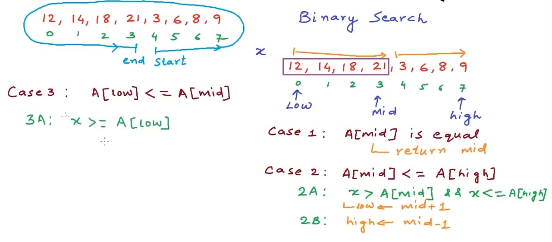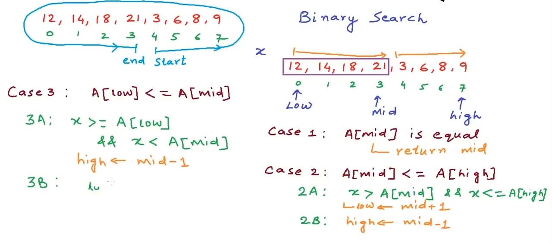Here if x is greater than or equal to a[low] and x is less than a[mid], x cannot be equal to the mid element because then we would not reach case 3, then x is probable to lie in the left half. So in this condition we will adjust high to mid minus 1, else we will search in the unsorted half by adjusting low to mid plus 1. So this is our divide and conquer strategy for binary search. Let us now write code for this and see if it works.